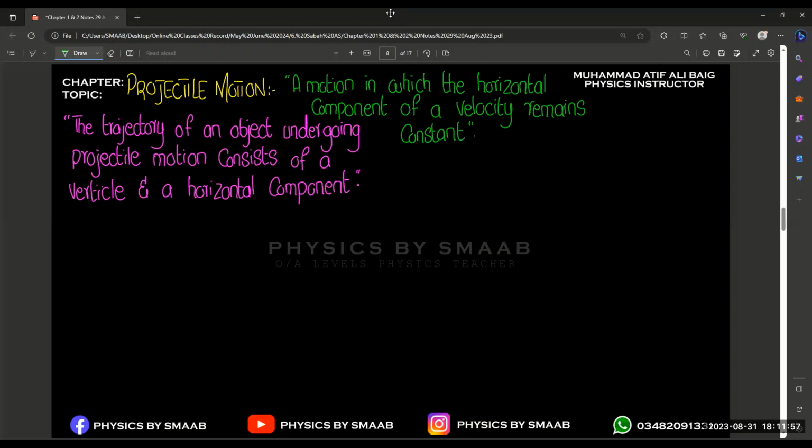So now you got one concept, that there are two components in this motion. So we always need to discuss the two components. So according to the situation, let's suppose we first draw a projectile motion.